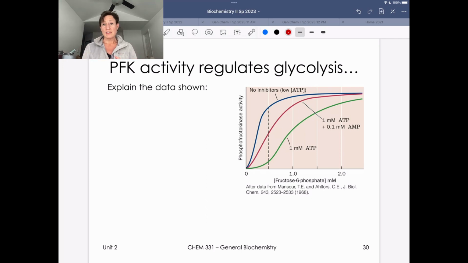So we know that PFK is the rate controlling enzyme of glycolysis. What we're going to do with this slide is look at and explain some data that allows us to understand how that is done. Okay, so anytime we see a plot, remember we want to look at our axes, so let's look at what we have here. We've got phosphofructokinase activity, so that's PFK enzyme activity.